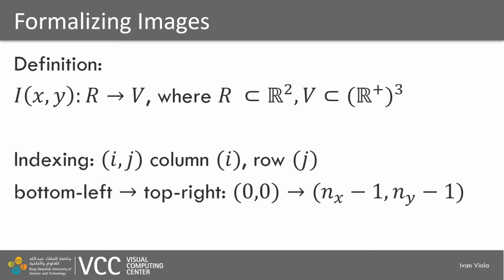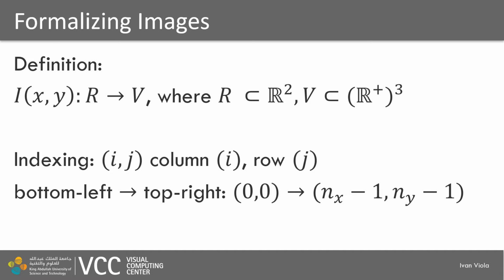The output of the image function will be the value, the intensity of a particular sample and pixel, which would typically be in real values, positive real values, and if we have a color image with 3 channels, it will be R plus 3.